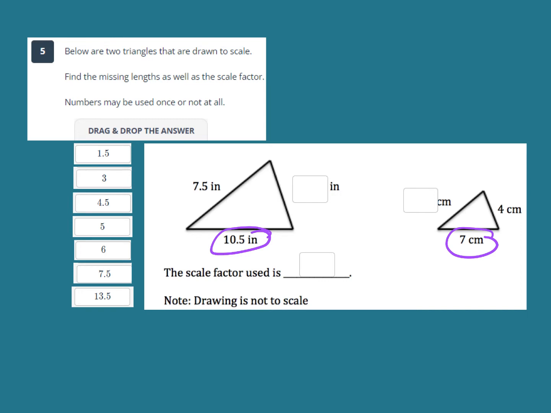So let's go ahead and use the only one that I have. I, of course, have to say, what am I going to do? How am I going to get from left to right? What am I going to multiply by to get from left to right? They're drawn to scale, it says, right?